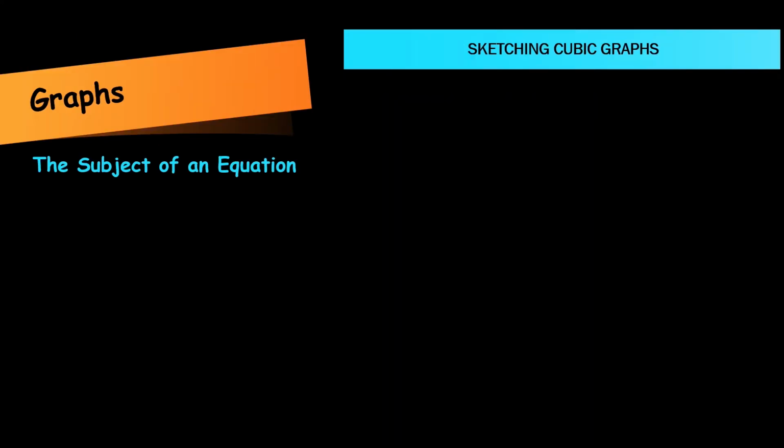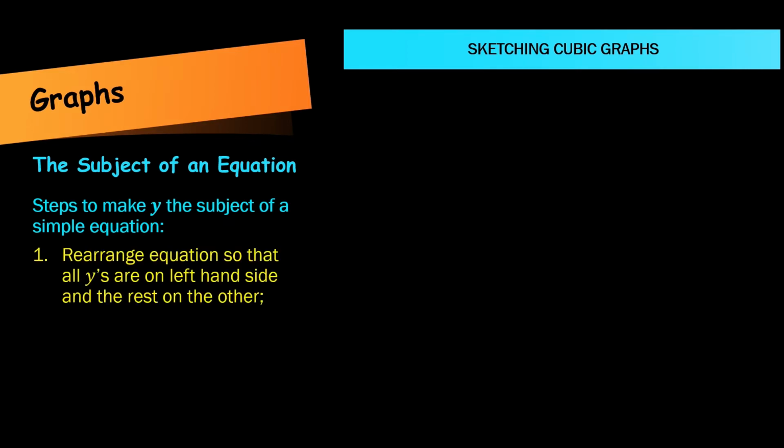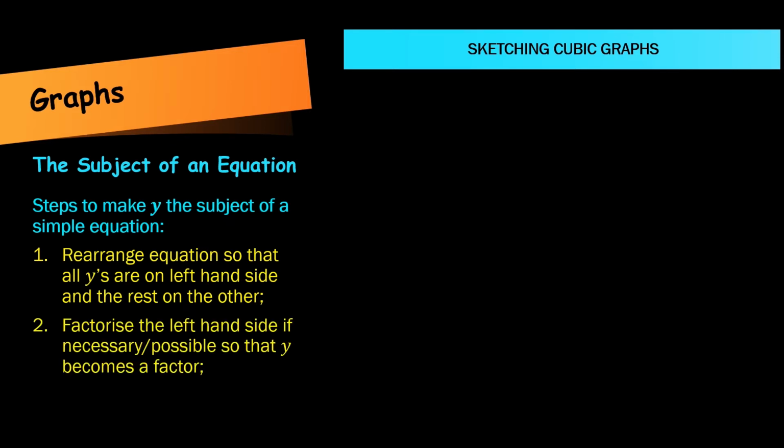Before we tackle review exercise 1, let's take a look at the subject of an equation. The steps we need to take in order to make y, for example, the subject of a simple equation are: firstly, rearrange the equation so that all the y's are, say, on the left-hand side, and the rest are on the other. Next, factorize the left-hand side if necessary or possible so that y becomes a factor. And finally, divide by the other factor in order to isolate y.